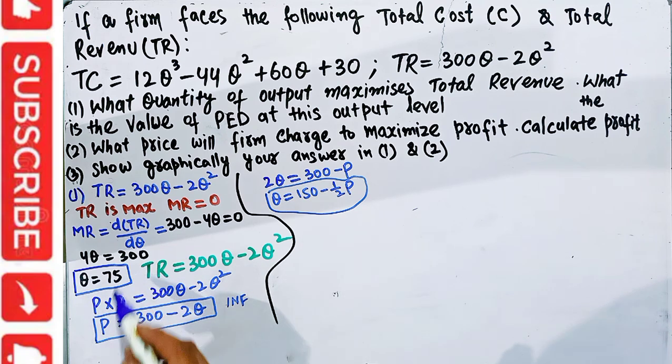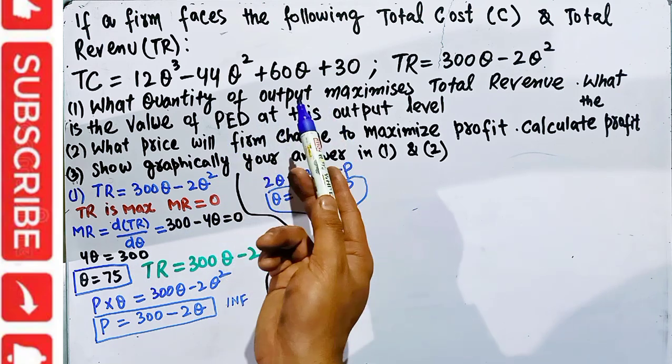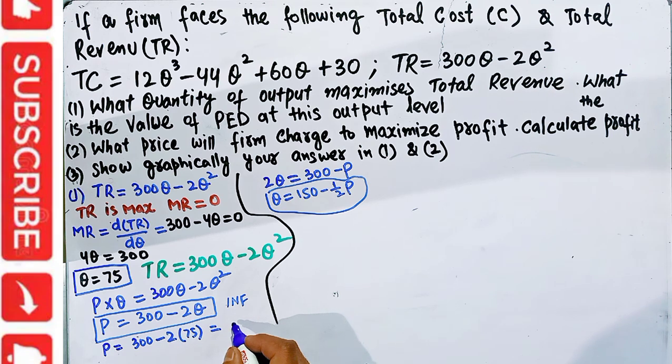Now, what is the formula for price elasticity of demand? Since Q is equal to 75, we need to find out the price elasticity of demand at the revenue maximizing output. So what will be the price then? P is equal to 300 minus twice the output level at revenue maximization, that is 75. So P is equal to 300 minus 2 into 75, which comes out to be 150. Implies P is equal to 50.